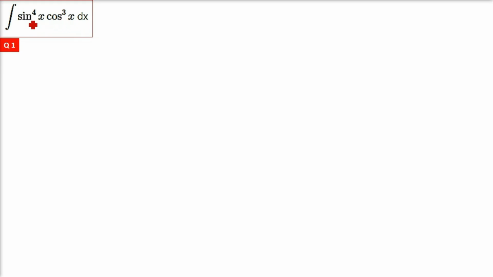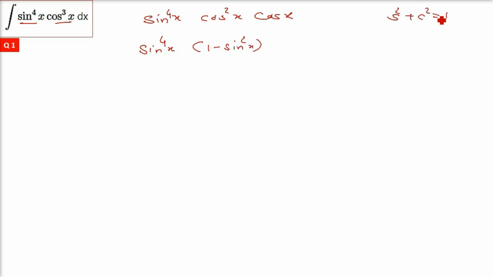From sin you can get cos, from cos you can get sin. How about the powers? So how are we going to write it? Sin raised 4x we will keep like this. Cos cube x we can write as cos square x into cos x. Now cos square x can be written as 1 minus sin square x, since sin square x plus cos square x is equal to 1. So cos square x can easily be replaced by 1 minus sin square x. Cos x is already there.